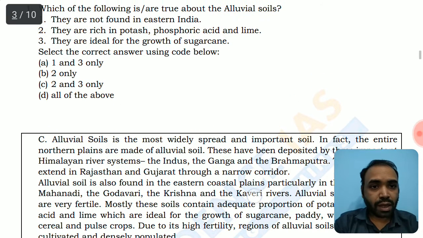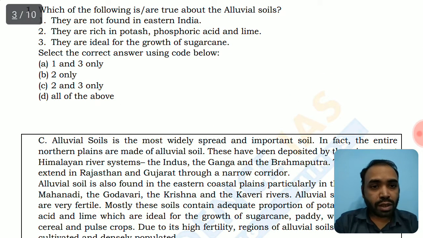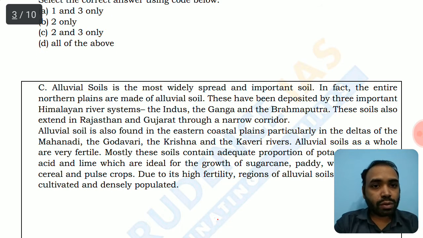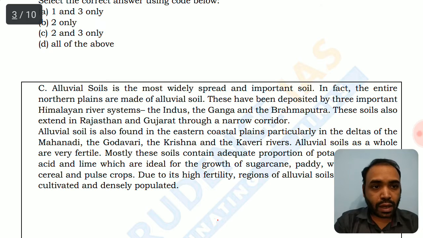The Indus we have taken up in our previous video: the tributaries of Indus, the role of Indus, and how it flows through the state of Jammu and Kashmir, the Ganga and Brahmaputra. These soils also extend to Rajasthan and Gujarat through a narrow corridor. Alluvial soil is also found in the eastern coastal plains, particularly in the deltas of the Mahanadi, Godavari, Krishna, and Kaveri rivers. These rivers of the southern peninsula also form deltas in which this alluvial soil is there.